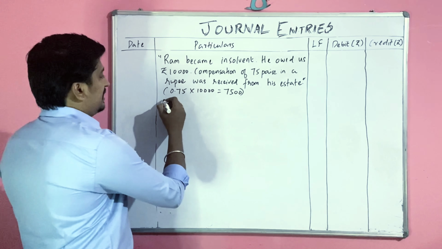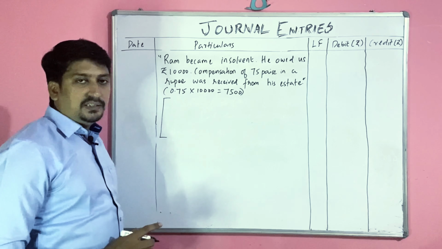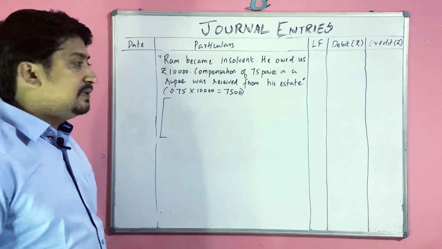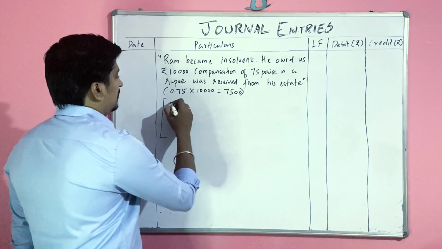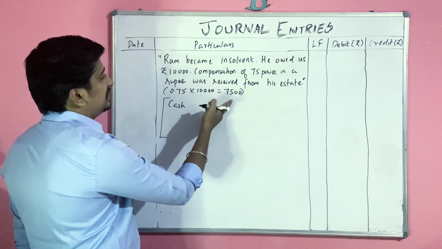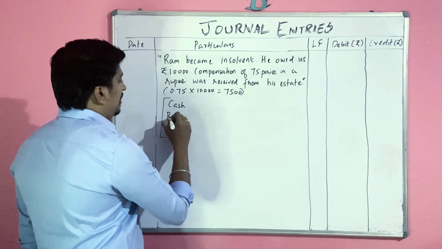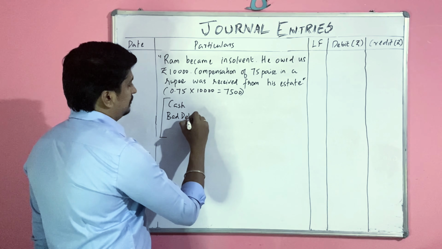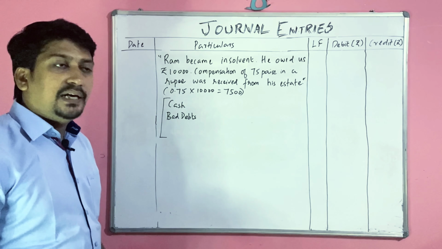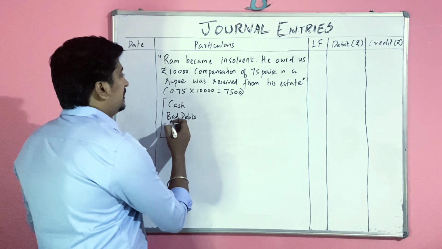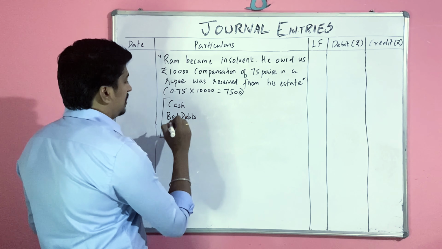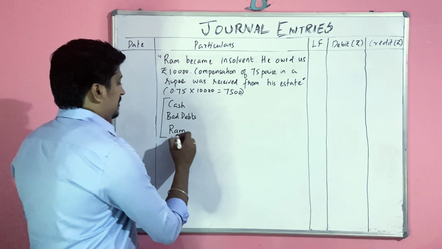The accounts affected in this journal entry are, first, we received cash from the particular debtor, so the cash account is affected. And then the amount that we could not receive from him, we have to mark as bad debts. So the bad debts account, which is a loss for us, has to be recorded. All losses, whenever they occur, have to be recorded. Then we have to close Ram's account. Ram is a debtor.